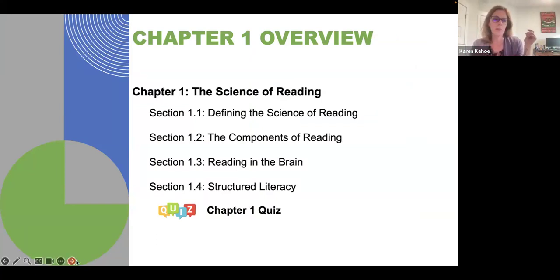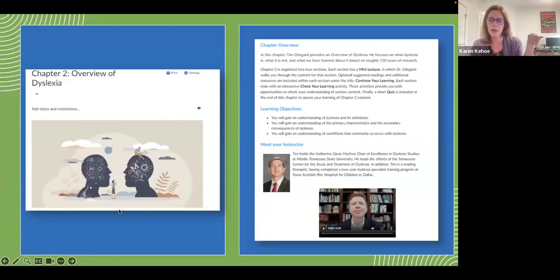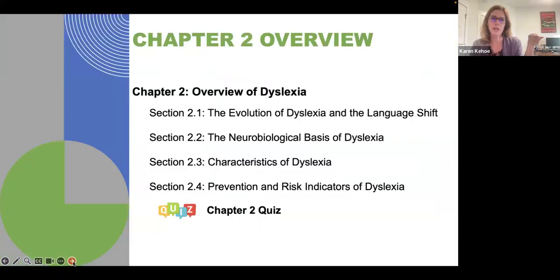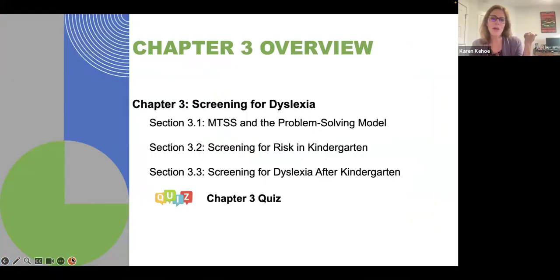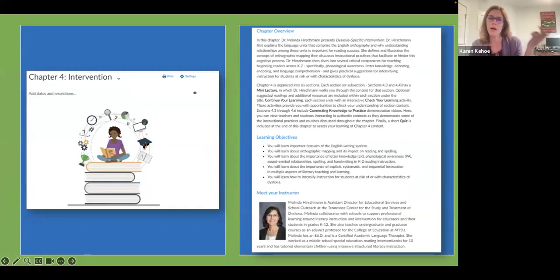Then chapter 2 is what it looks like, and Dr. Odegaard does chapter 2, overview of dyslexia. Chapter 3 is screening, and that is our assistant director for clinical services, Erin Alexander. And then Dr. Melinda Hirschman has our chapter 4. You can see again those learning objectives. So everything is very consistent across the chapters, and then it ends with a quiz.